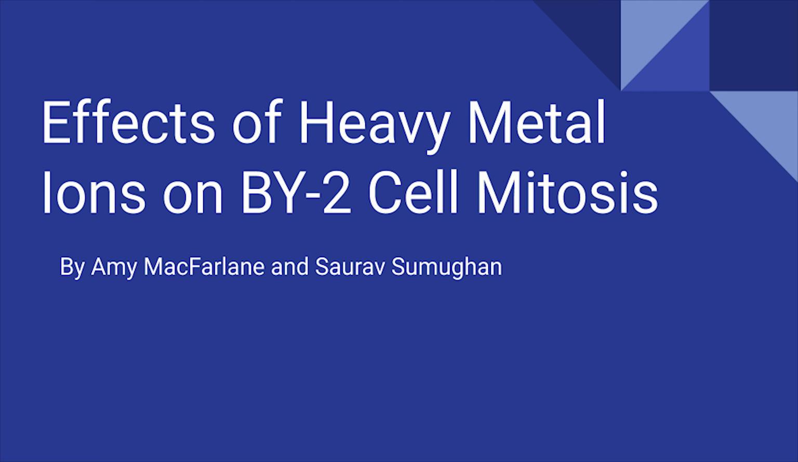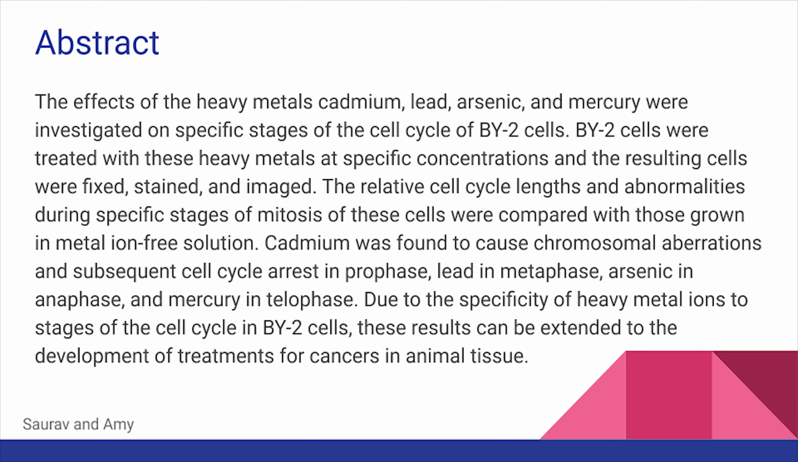Today we will explain the effects of heavy metal ions on BY-2 cell mitosis. Effects of heavy metals, cadmium, lead, arsenic, and mercury, were investigated on specific stages of the cell cycle of BY-2 cells. BY-2 cells were treated with these heavy metals at specific concentrations, and the resulting cells were fixed, stained, and imaged. The relative cell cycle lengths and abnormalities during specific stages of mitosis of these cells were compared with those grown in metal ion-free solution.